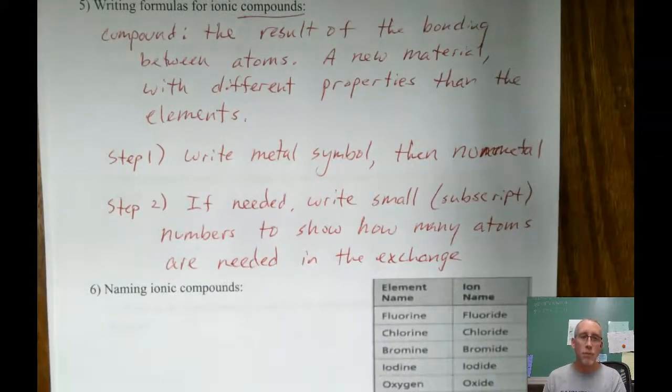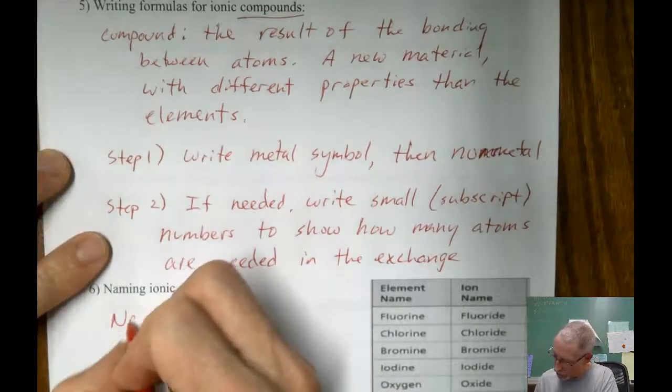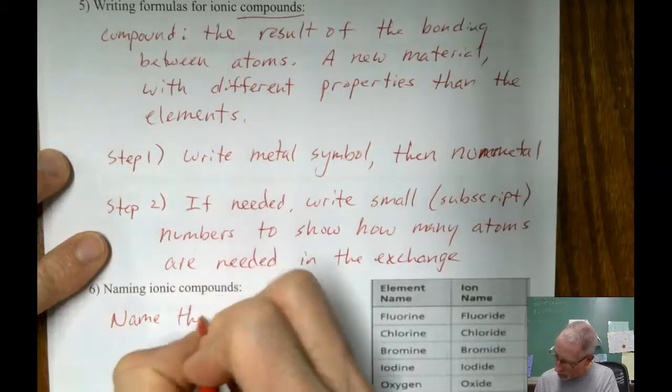But let me describe the naming. So every substance has a different name. So the elements have names, just what we see on the periodic table. But when we put those elements together, we have to name them after what elements they're made from. So for ionic compounds, we name the metal first.